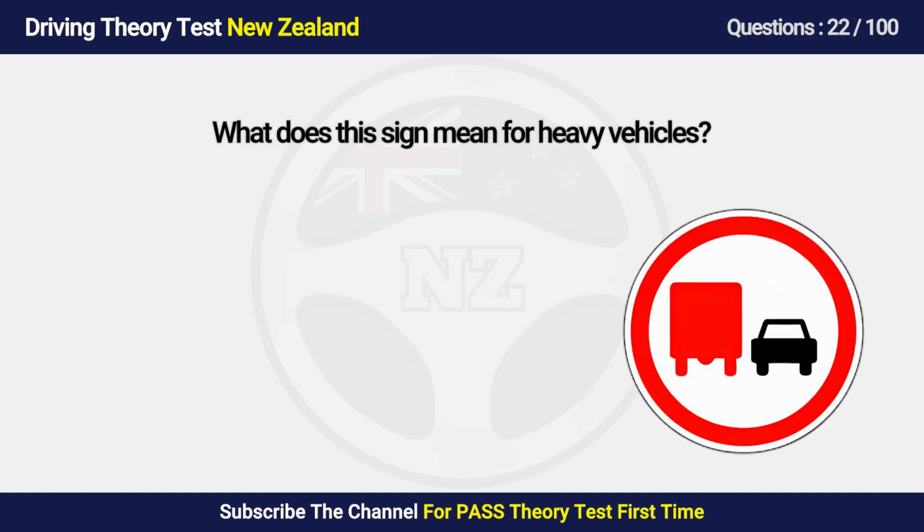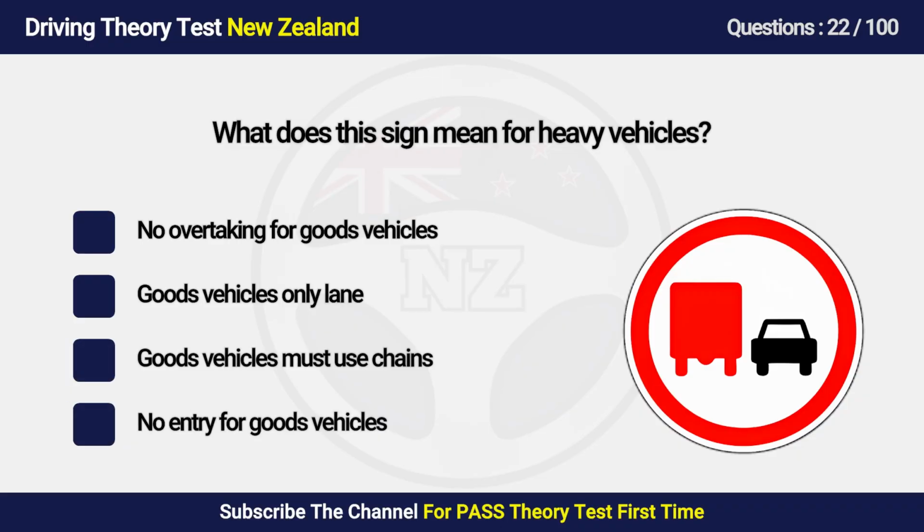Question 22. What does this sign mean for heavy vehicles? A. No overtaking for goods vehicles, B. Goods vehicles only lane, C. Goods vehicles must use chains, D. No entry for goods vehicles.